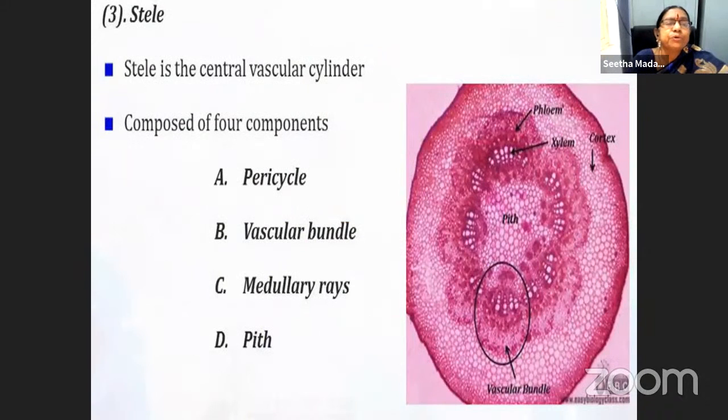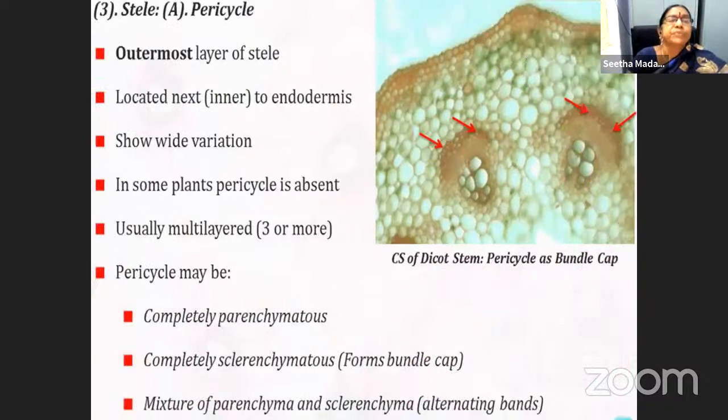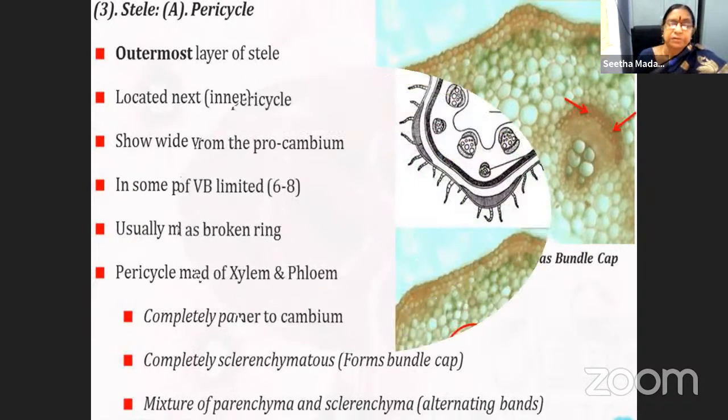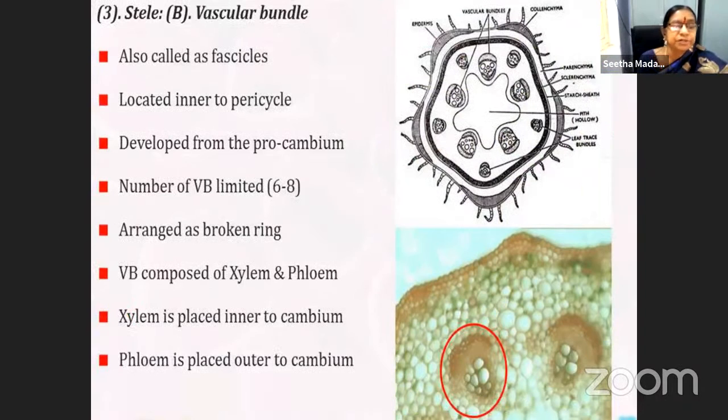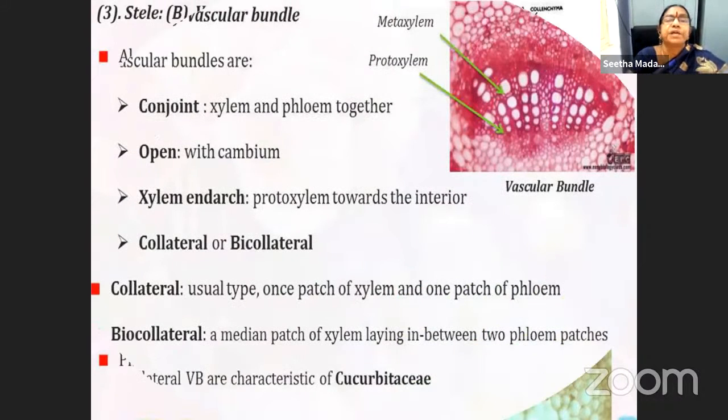Then you learnt about the stele, which contains the pericycle and vascular bundles, then medullary rays and pith. The vascular bundles comprise xylem and phloem. Xylem is of two types, metaxylem and protoxylem, and phloem is the food conducting tissue, and cambium produces new cells to produce xylem and phloem again.